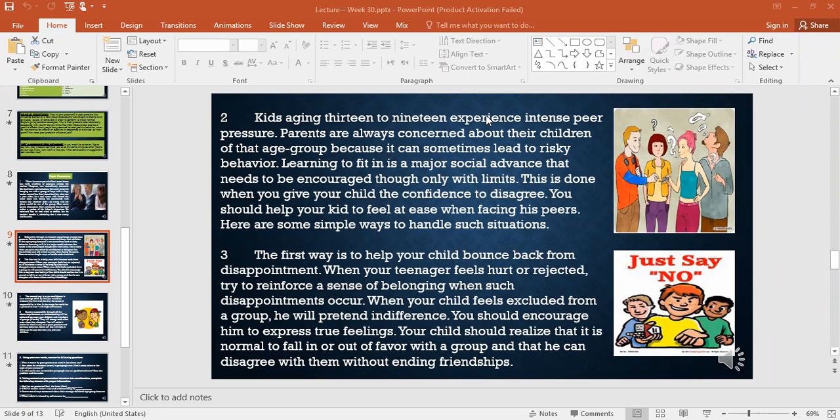Okay, the kids between the ages of 13 to 19 experience intense peer pressure. Their peers pressure them intensely. Parents are always concerned, always worried about their children.